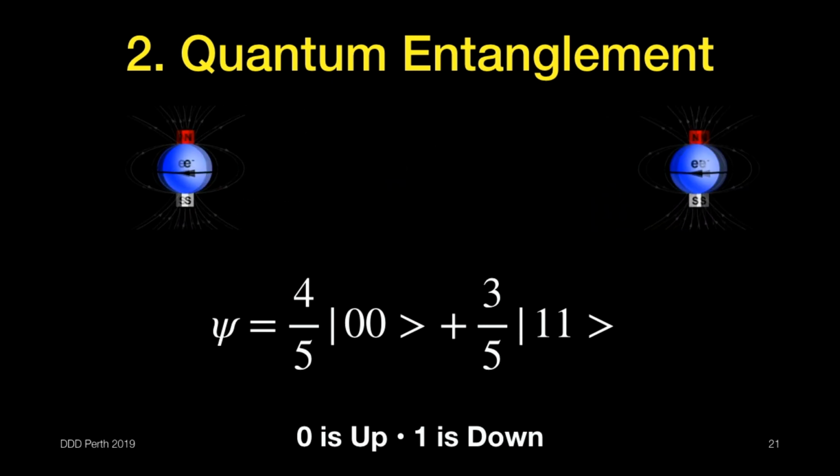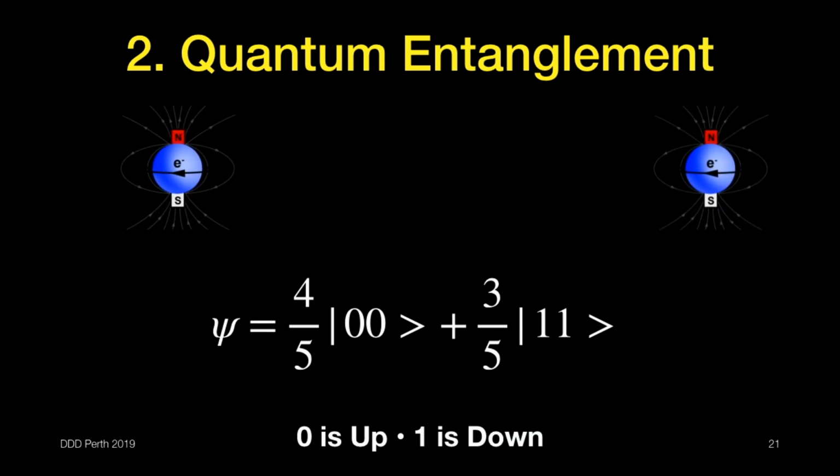Now, what would happen if we separate these and we do a measurement, we interact with this one to find out whether it's up or down? If we found out this one was down, what do you think this one has to be?